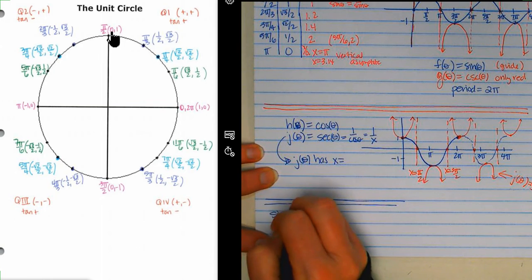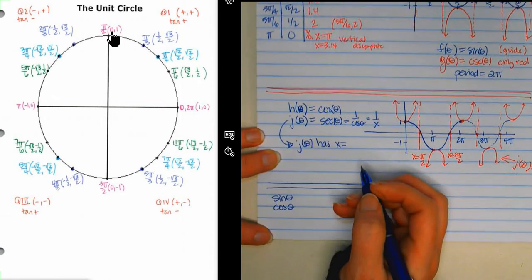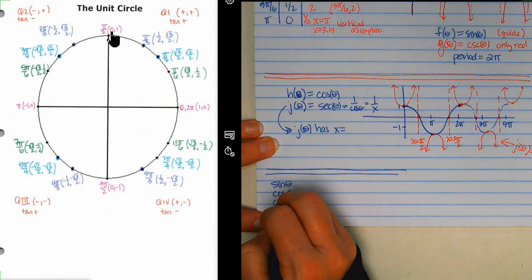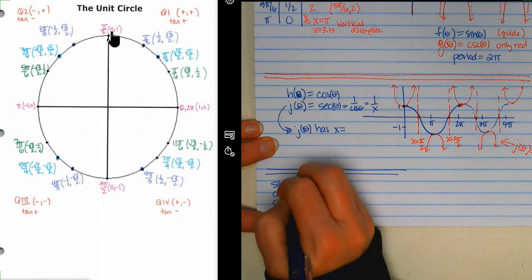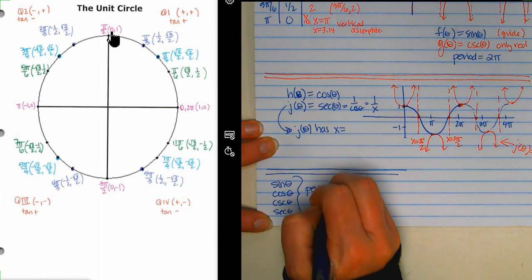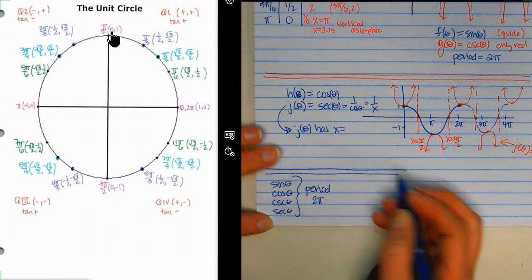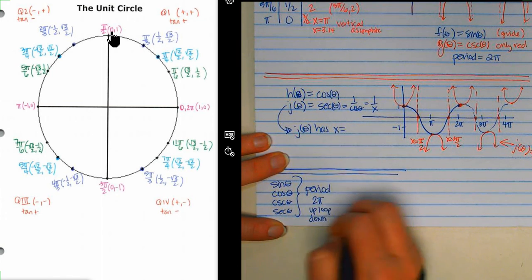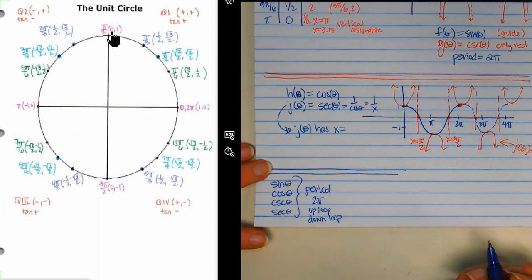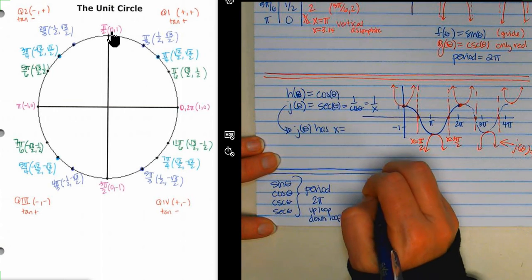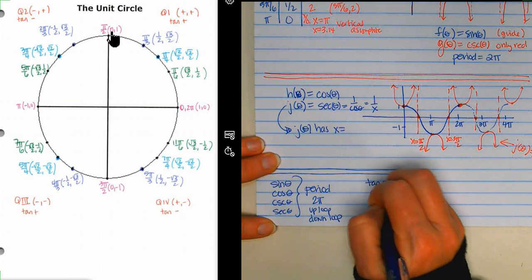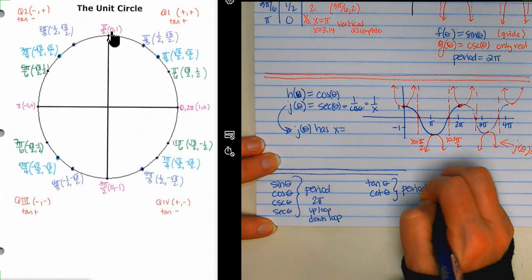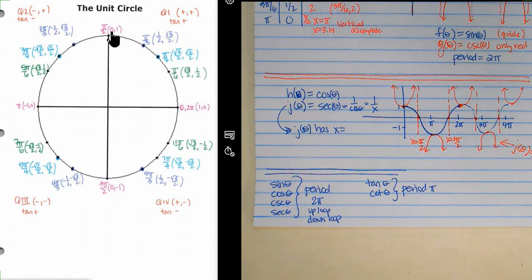Sine of theta, cosine of theta, cosecant of theta, and secant of theta have a period of 2 pi. They have an up loop and a down loop, because that's what happens around the unit circle. But tangent of theta and cotangent of theta have a period of 1 pi. And that's really important for our translations.